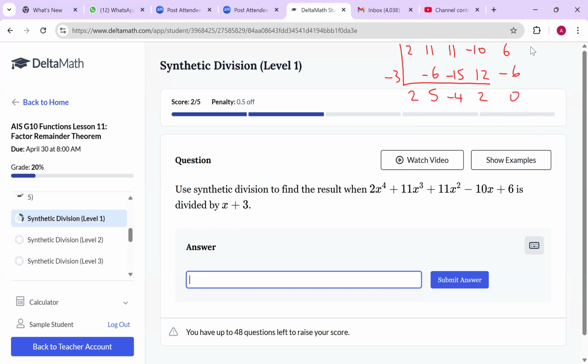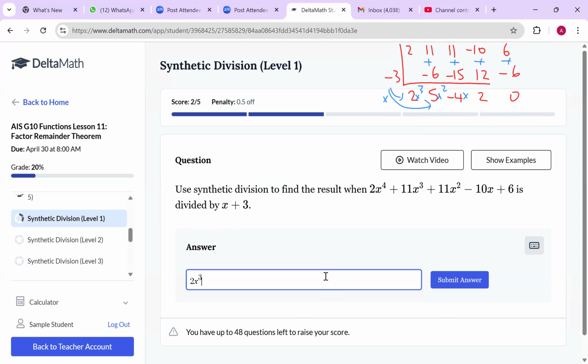This is just to show you how fast it can work. These are all added, and these are all multiplied. So -3 times 2 is -6, 11 plus -6 is 5, -3 times 5 is -15, and so on and so forth. And then we just add the x's, so x power 2, x power 3, and we are done. So 2x power 3. And of course, if we don't have any sign, it means we have a plus. So this is plus 5x power 2 minus 4x plus 2.